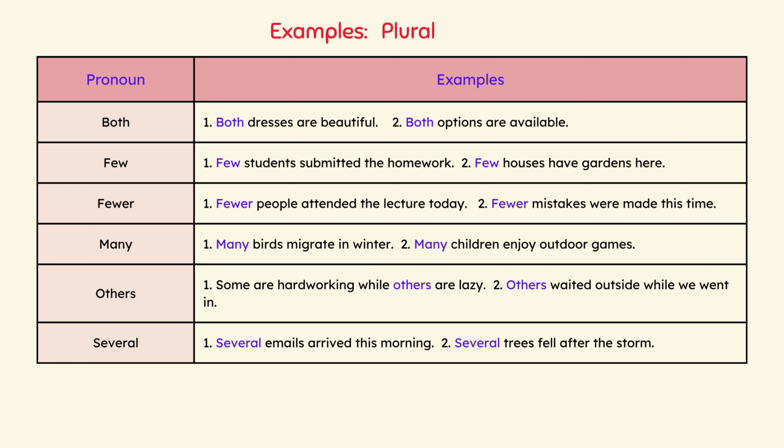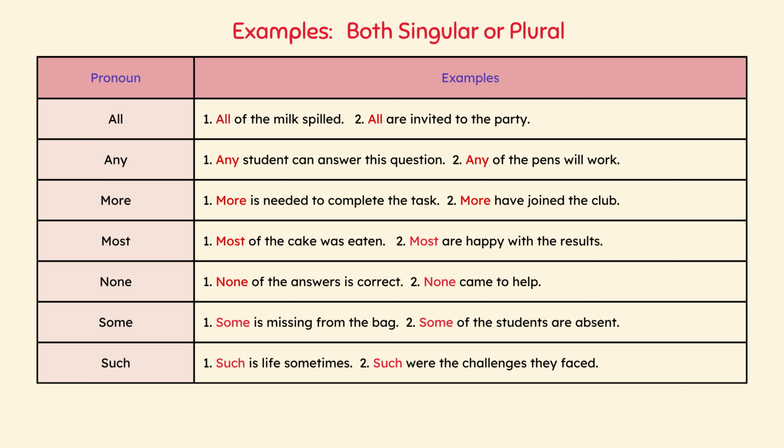Now let us learn about indefinite pronouns that can be singular or plural. These pronouns can take either a singular or plural verb depending on the context. All of the milk spilled. All are invited to the party. Here, all is singular when referring to an uncountable noun like milk, and plural when referring to people.